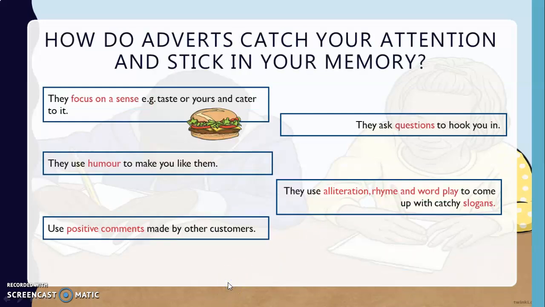How do adverts catch your attention and stick in your memory? They focus on a sense. They use humor to make you like them. Use positive comments made by other customers. They ask questions to hook you in. They use alliteration, rhyme, and wordplay to come up with catchy slogans.